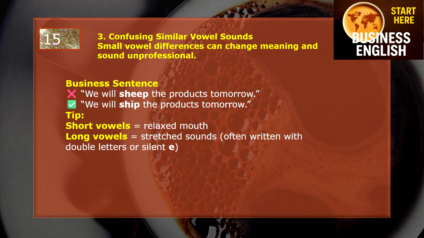And here we go with one of my favorite examples in business sentences. "We will sheep the products tomorrow," which is incorrect. We should say, "We will ship the products tomorrow." And short tip here, short vowels are relaxed mouth and long vowels are stretched sounds, often written with double letters or silent E.